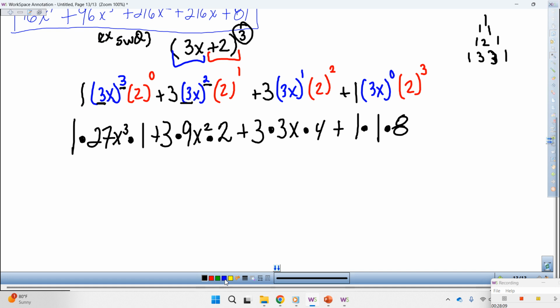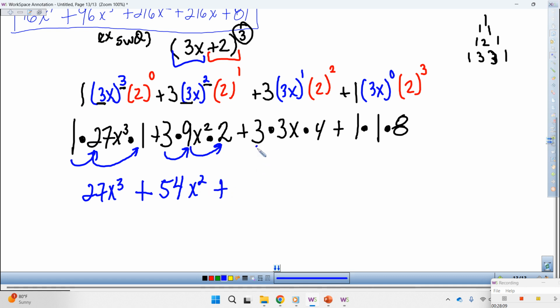And the last step, numbers times numbers, variables times variables. What is 1 times 27? 27, bring down the x cubed, times 1, and still 27, sorry. 1 times 27 times 1, it's still 27. Bring down the x cubed, so now we are at the plus. What is 3 times 9? 27 times 2, that's 54. Bring down the x to the second.